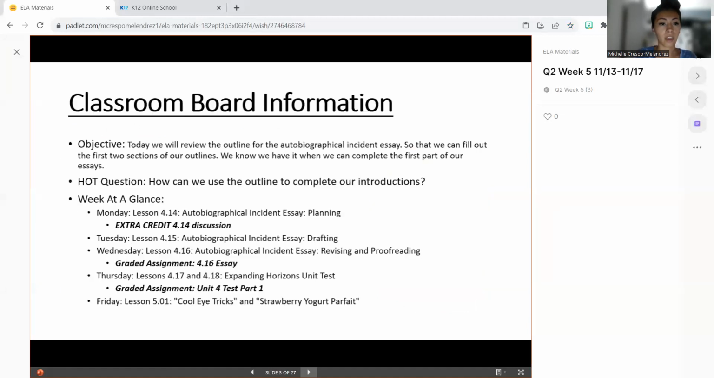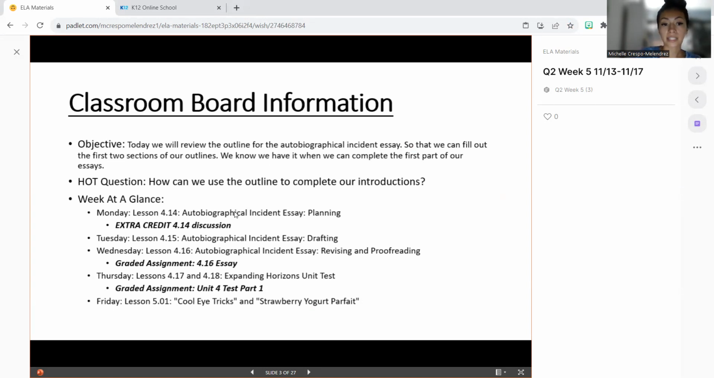Okay. Now, the objective was today we will review the outline for the autobiographical incident essay so that we can fill out the first two sections of our outline. We know we have it when we can complete the first part of our essays. Today we were going to do two sections of the outline. There are only four, we're doing two. Your hot question, how can we use the outline to complete our introductions?